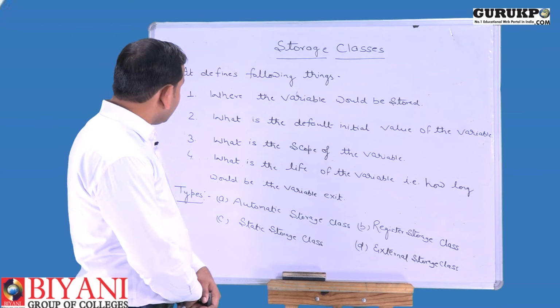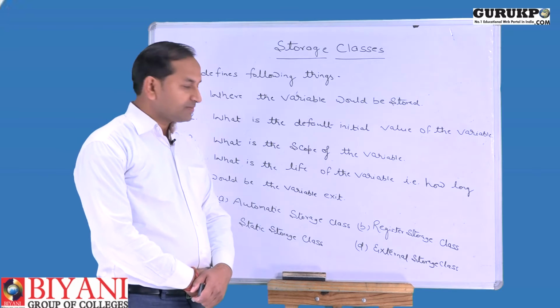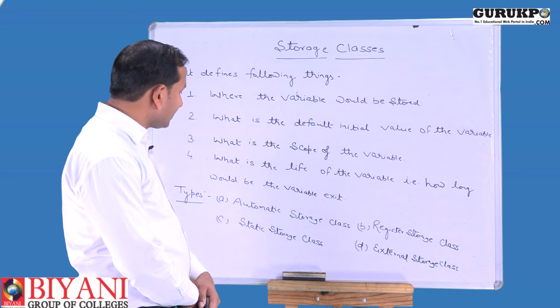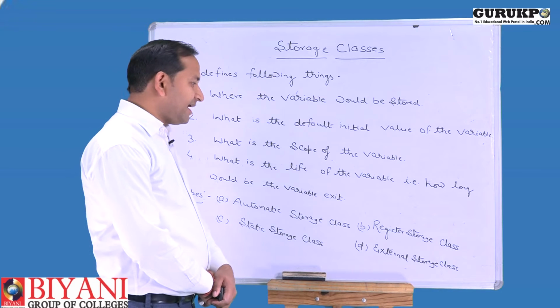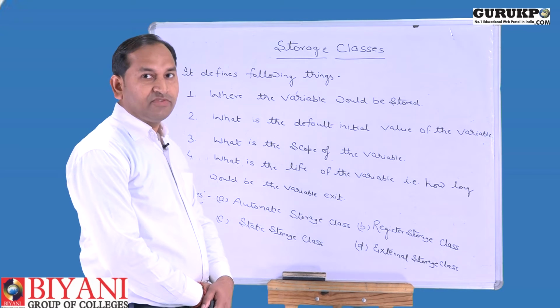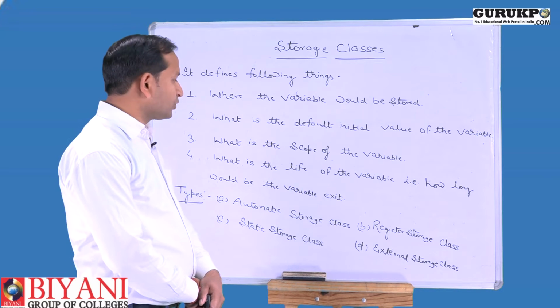There are four types of storage classes. First one is automatic storage class, second one register storage class, third one static storage class, fourth one external storage class. So we discuss each storage class one by one. First we start with automatic storage class.